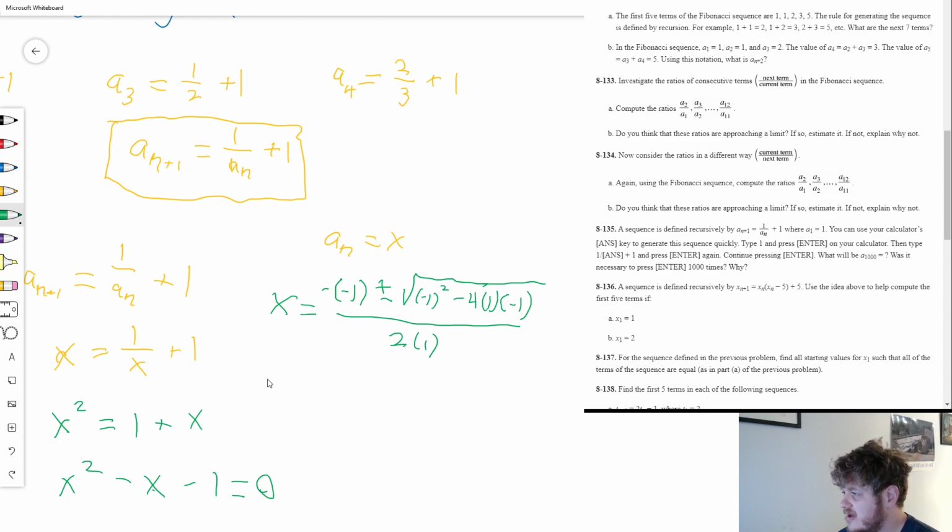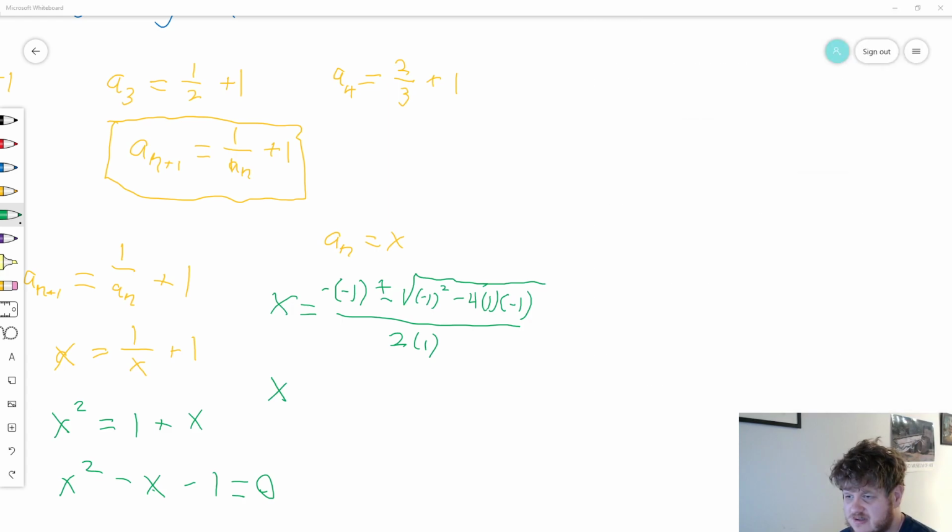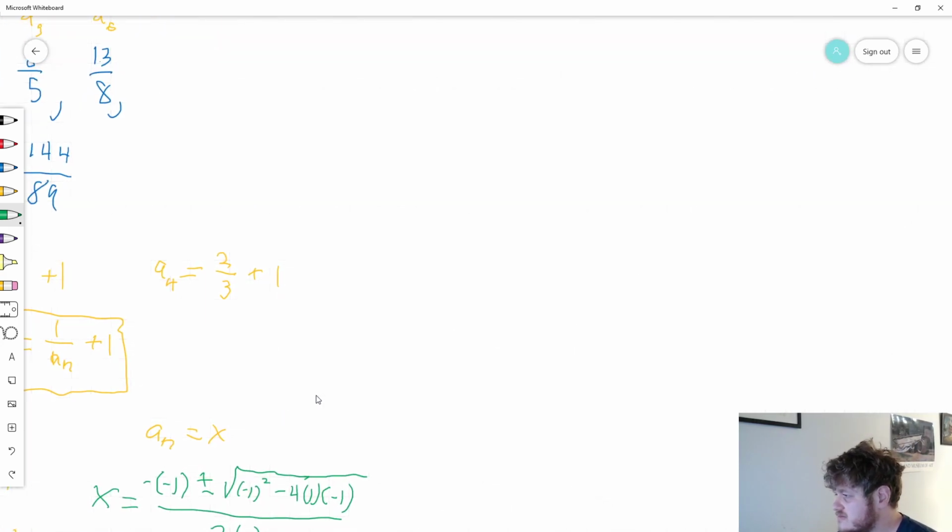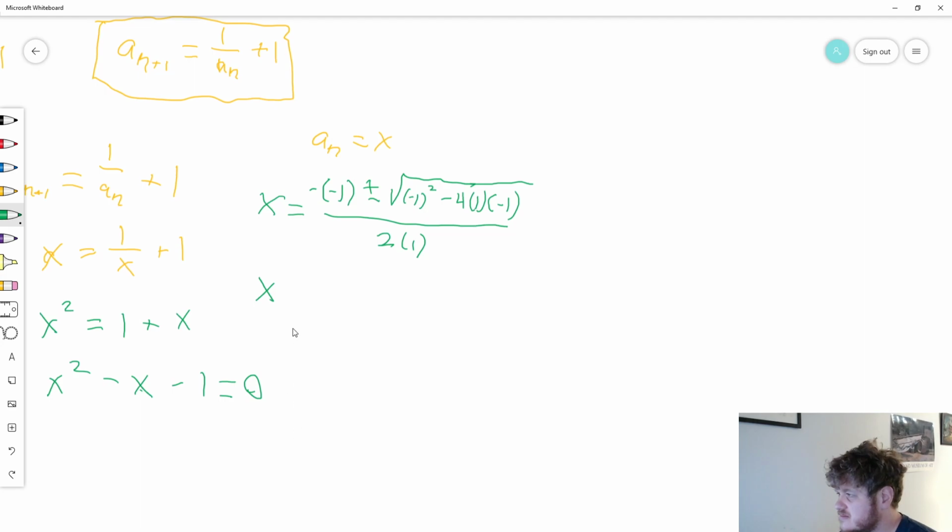And then we end up with x equals 1 plus or minus the square root of 1 plus 8, or plus 4 I should say, because I can math, all over 2, which equals 1 plus or minus the square root of 5 over 2.